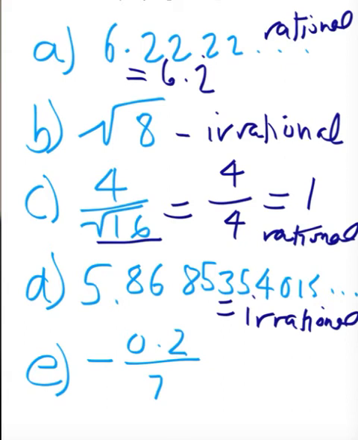And with E, straight away, I know E is rational because I've got 0.2, a terminating decimal, divided by 7. You can put that into your calculator, 0.2 divided by 7, and it gives me 0.028571 4285 7. I can see a pattern that's recurring, and therefore it's rational. But there are no irrational numbers here. And rational numbers can also be negative as well.